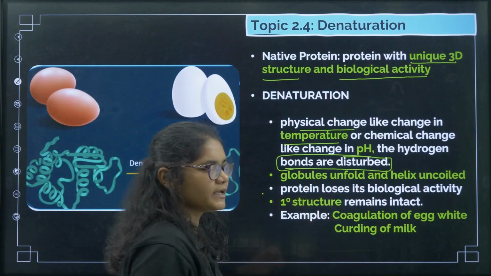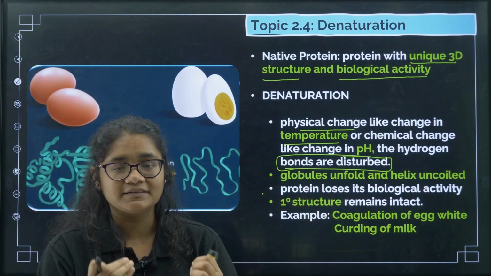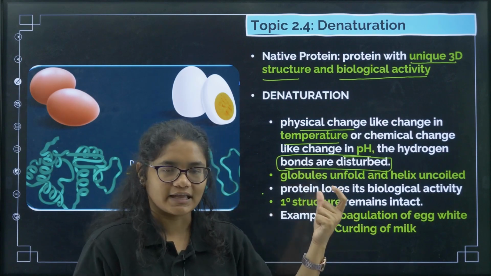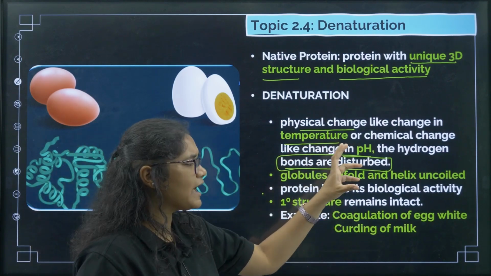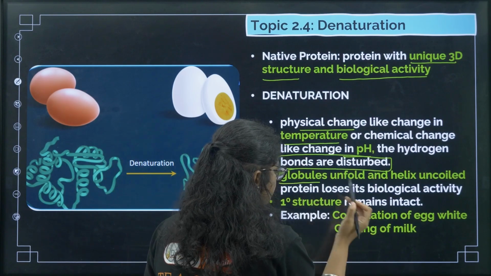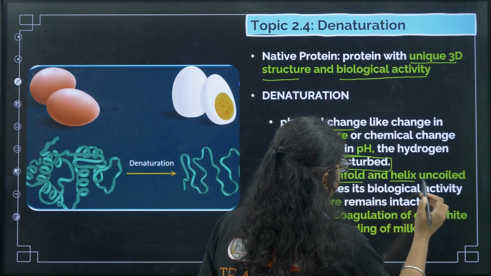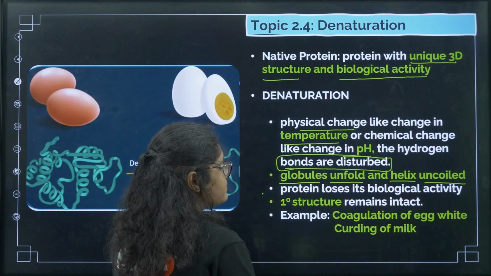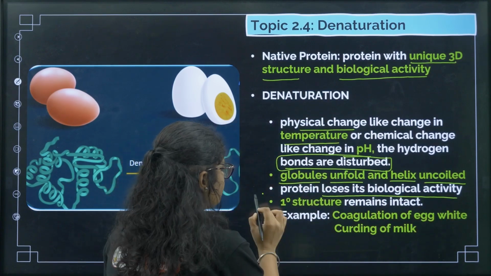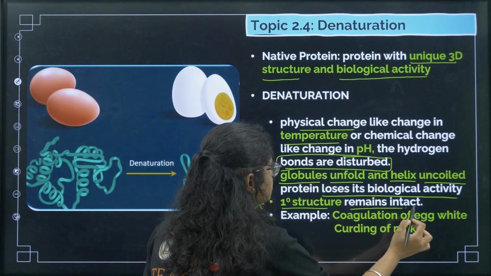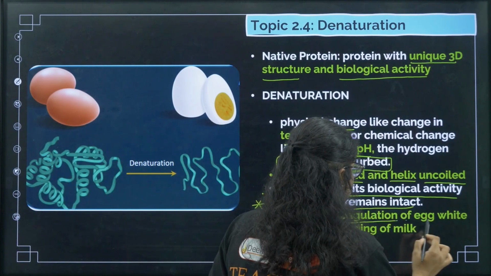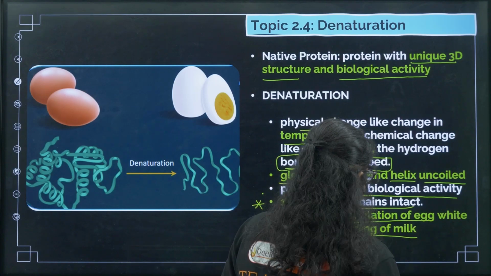We have seen the protein structure is stabilized by hydrogen bonds. So whenever there is a physical or chemical change, the hydrogen bonds get disturbed. If there is a globular protein, then it will start unfolding, and if it is a helix, it will start uncoiling, and then the protein loses its biological activity. But you should remember that the primary structure is not affected by denaturation. Examples of denaturation: coagulation of egg and curding of milk.